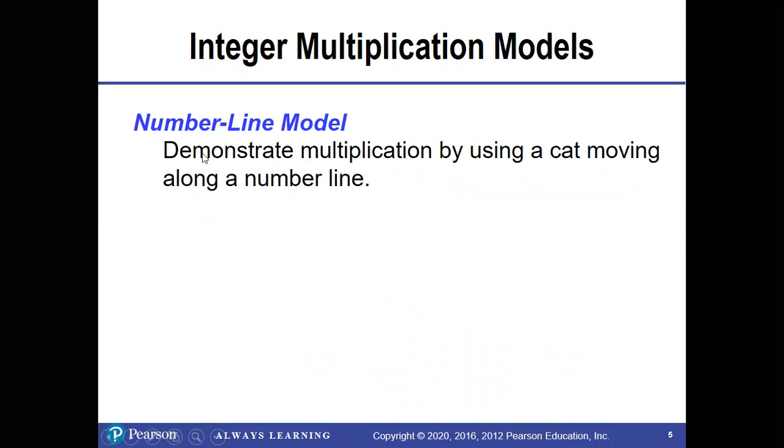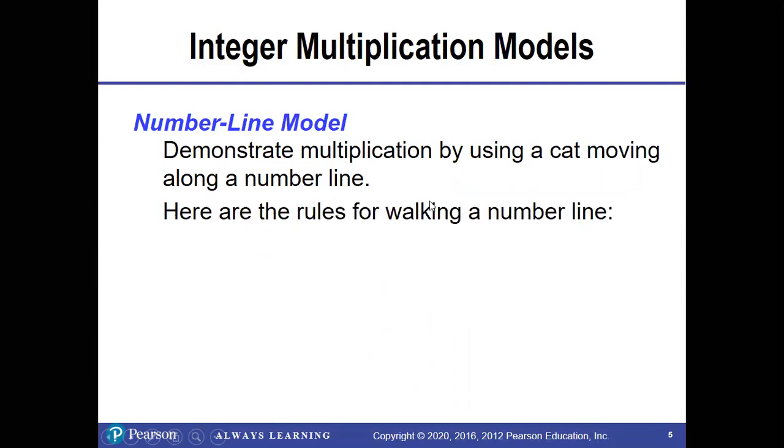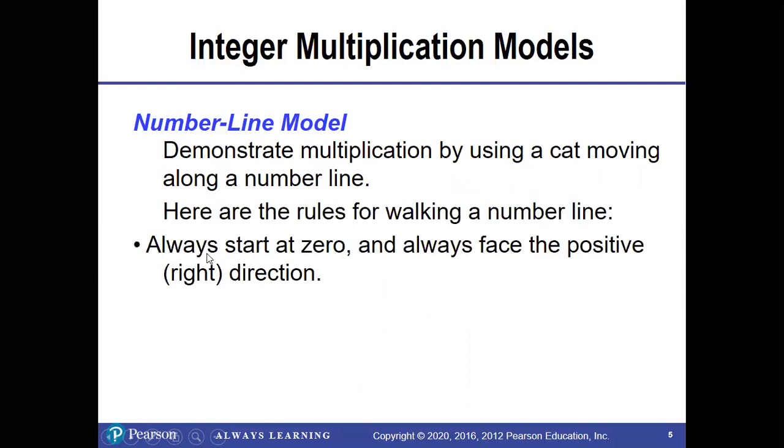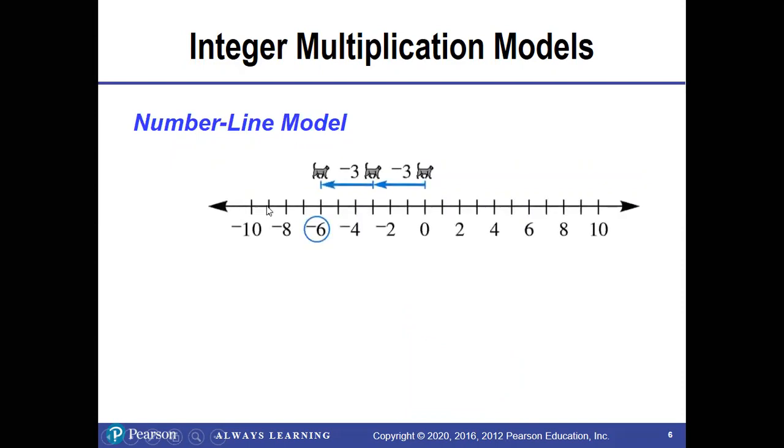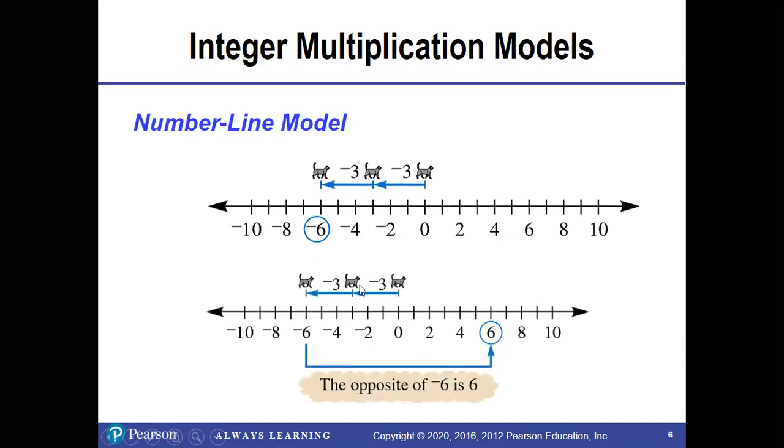You also have the number line model. Again, read through this. It says to demonstrate using the cat moving across the number line. The rules for walking the number line, remember, are: always start at 0, always face positive, or the right direction. If the number is positive, walk forward. If the number is negative, walk backwards. So if you go -3 backwards, -3 backwards, that would give you a -6. Then you would take the opposite of that, which would be +6. And that's how you use your number line.